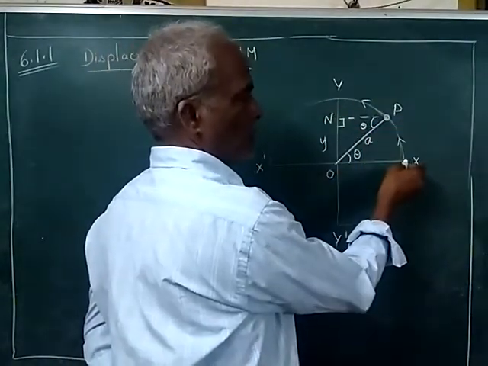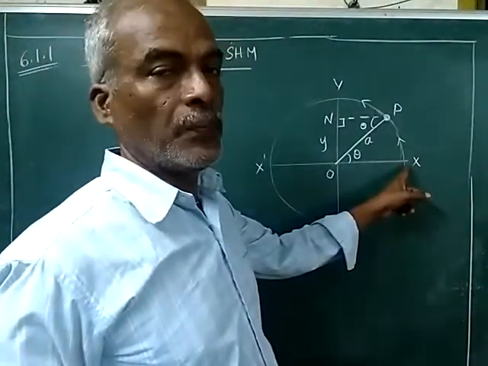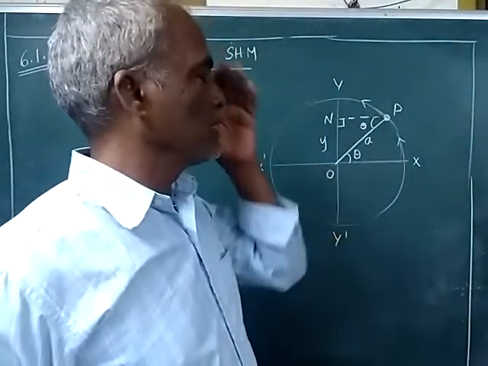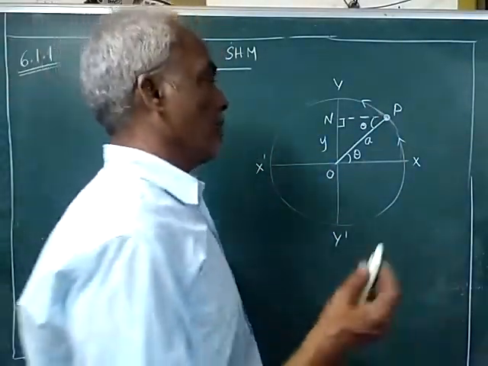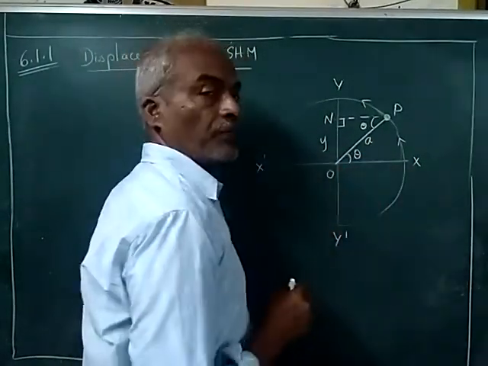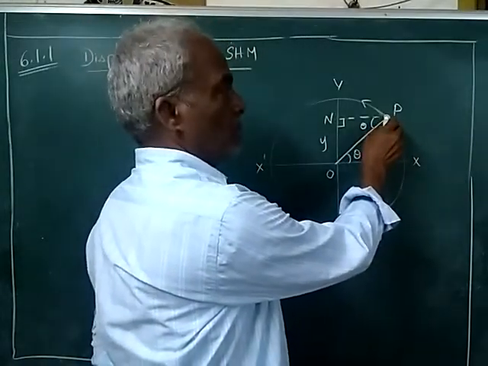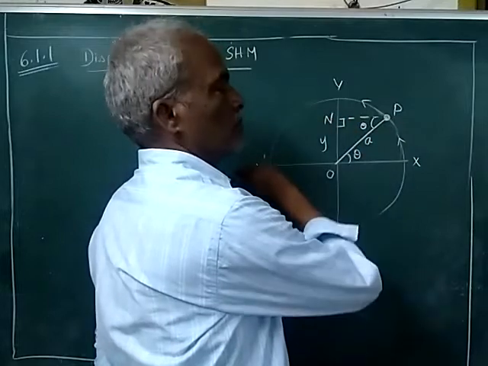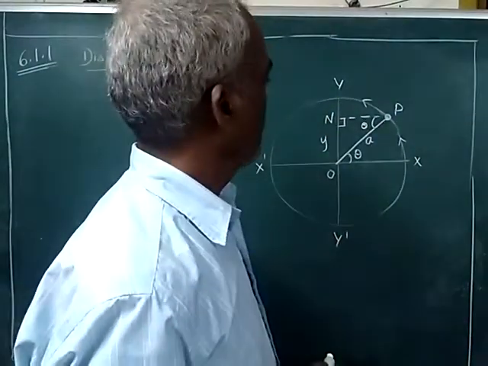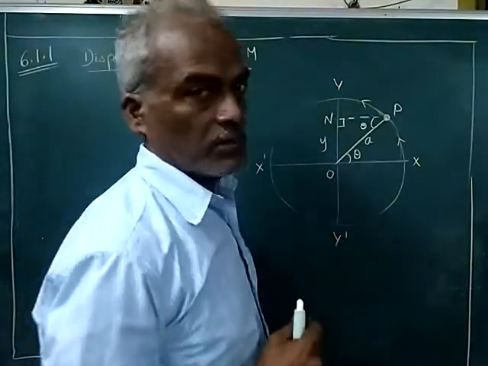The particle initially was at X, this position, the angle is 0, and slowly it moves with a constant velocity, and at a particular point it makes an angle theta with the horizontal. So this is the current particle position. Now you drop a perpendicular towards the Y dash vertical diameter line. Now this ON is the displacement.